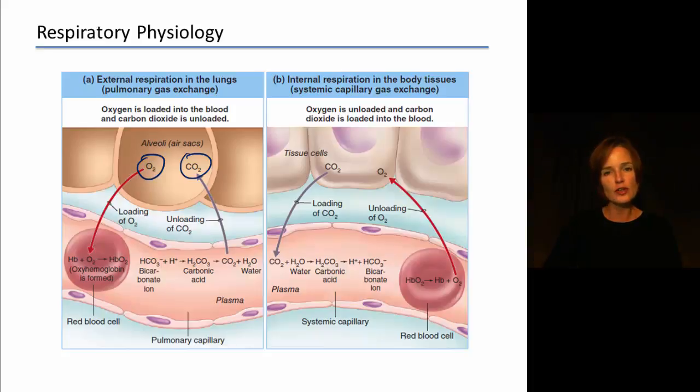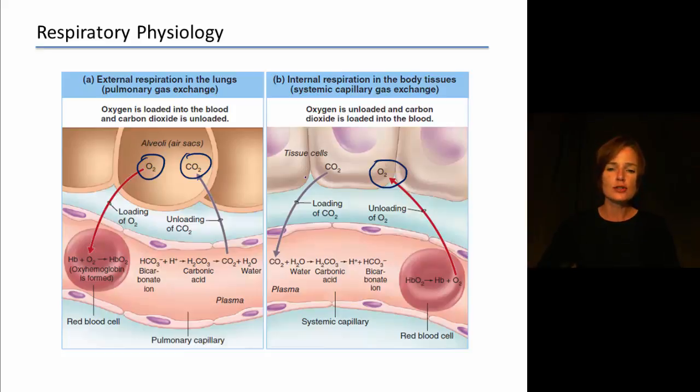The internal respiration on the other side is looking at it down the road where these capillaries are now at the tissue level and they are delivering the oxygen and getting the carbon dioxide back. So notice that when we get the capillaries there at the tissue level, they are giving the oxygen to the cells in the tissues. That again is by simple diffusion because we have less oxygen in those tissues, so it's going to diffuse into the tissues.